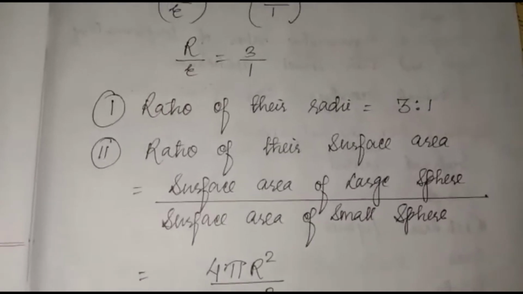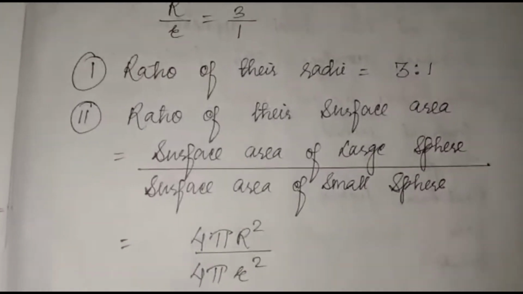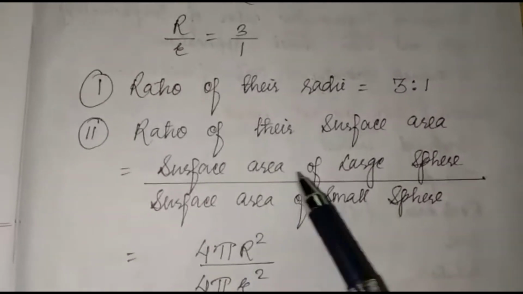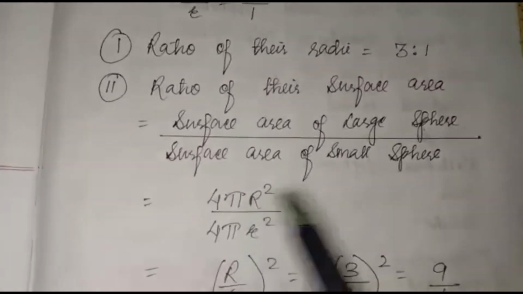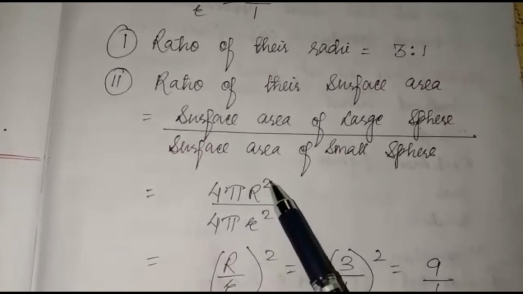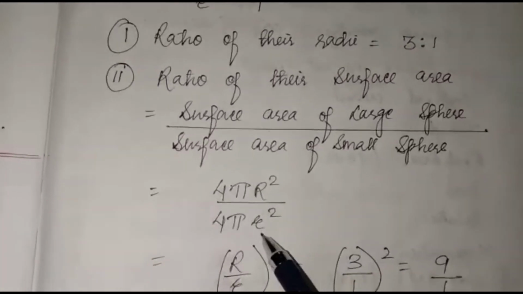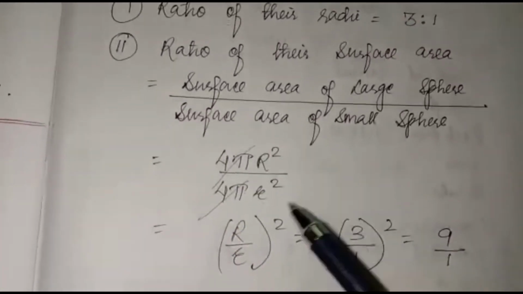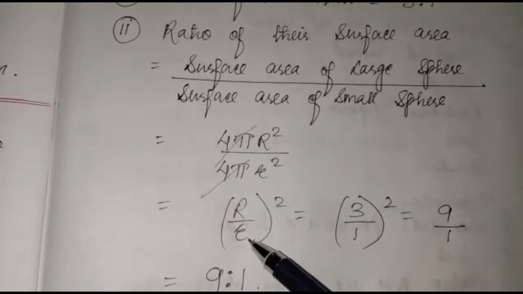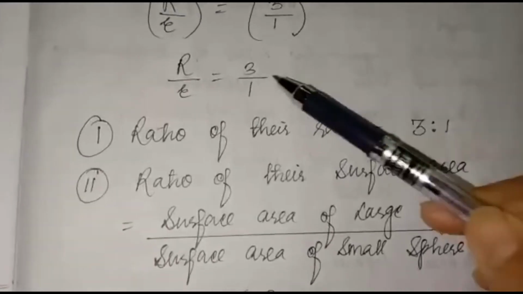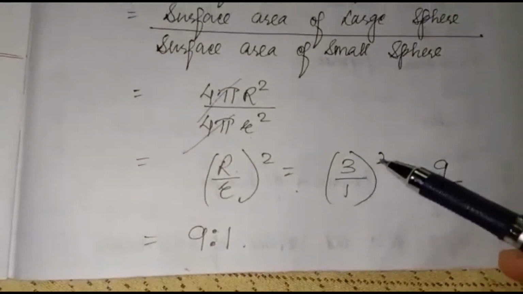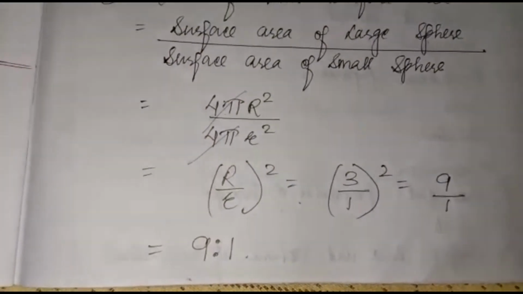Next, you have to find the ratio of their surface areas. So surface area of the large sphere divided by surface area of the small sphere. Surface area is 4 pi r square. So capital R square here and here small r square. 4 pi cancel. So we can write capital R by small r whole square, and capital R by small r we just got as 3 by 1. 3 by 1 square is 9 by 1, which is 9:1.